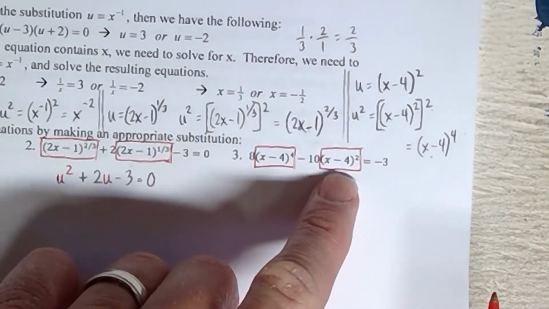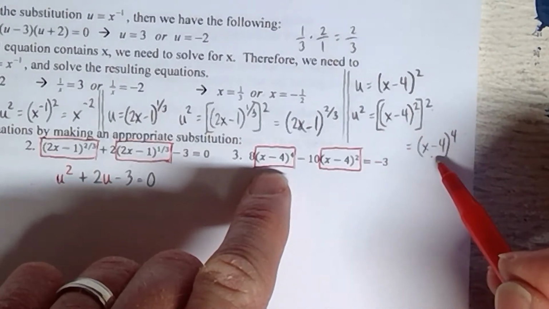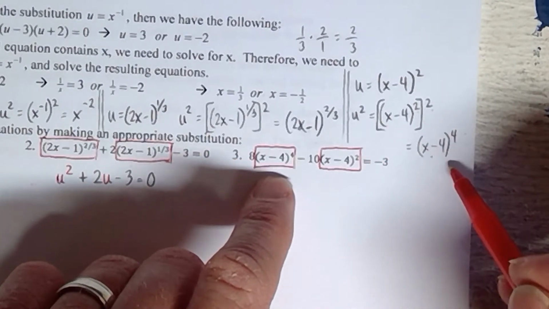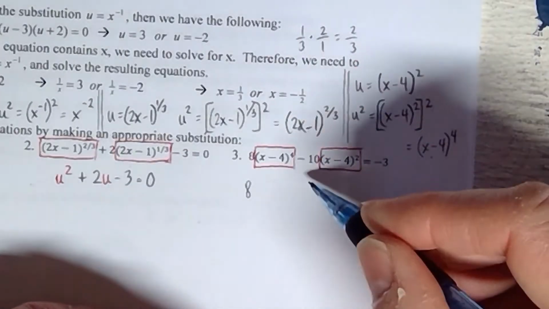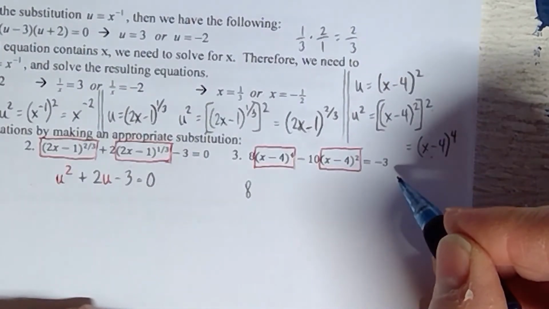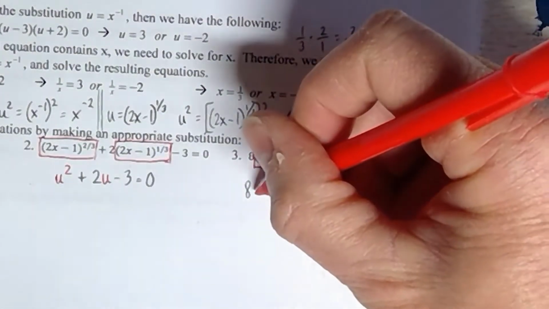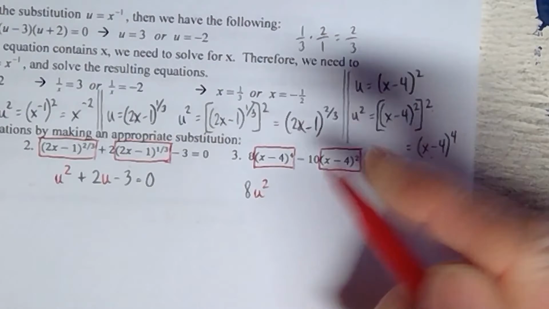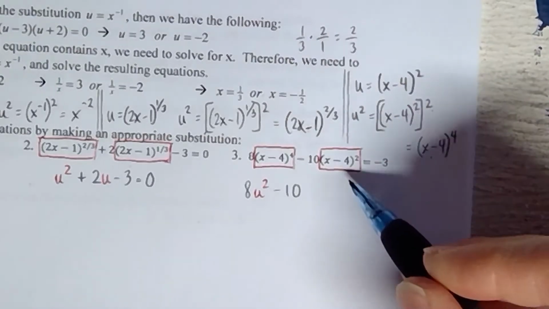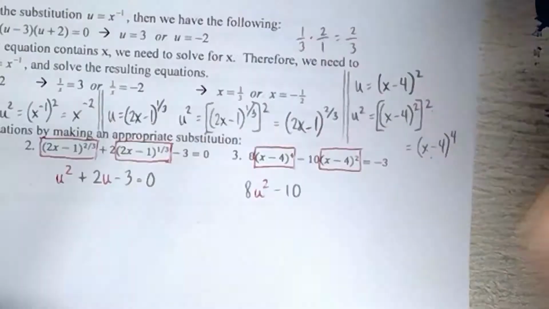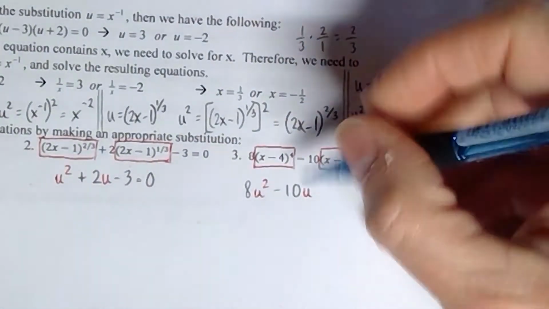And so now you can replace this box with u, and you can replace this box with u squared, because this box is equal to u squared, as you can see here. So let's do that. The 8 stays the same. The minus 10 stays the same. The equal to negative 3 stays the same. It's just the boxes that get replaced with u and u squared, because those boxes are equal to u and u squared. So the first box is equal to u squared, as we can see here. Bring down the minus 10. The second box is equal to u, so we replace it with u. Okay, and then equal to negative 3, we bring that down.